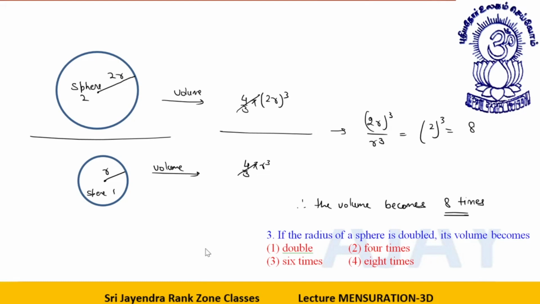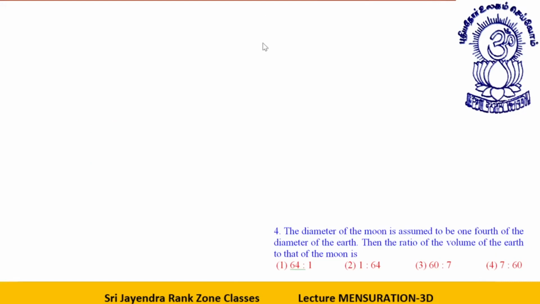The next one: the diameter of the moon is assumed to be one fourth of the diameter of the earth. Then the ratio of volume of the earth to that of the moon is? See, first of all, radius of earth upon radius of moon will be 4 is to 1. Why? Because ratio of diameter is equal to ratio of radii.